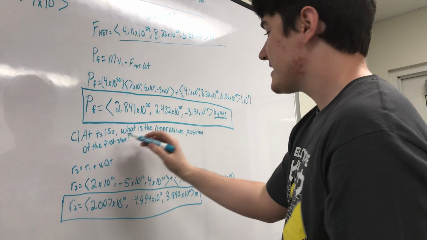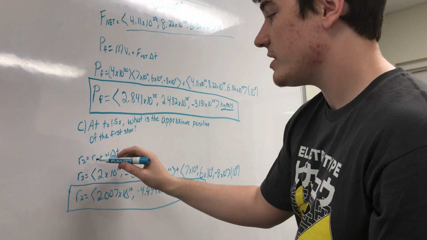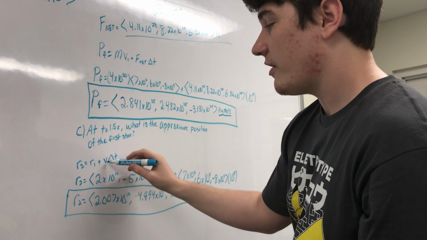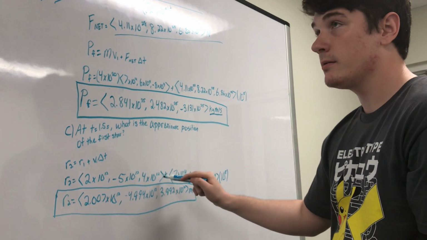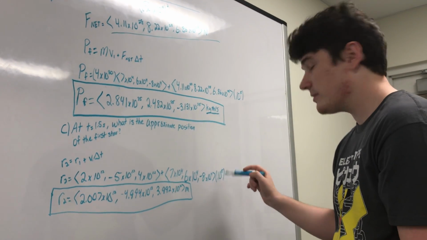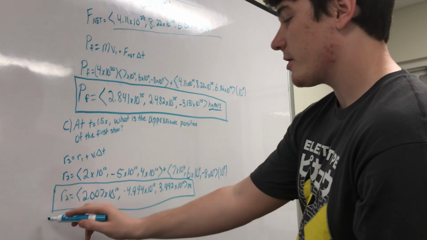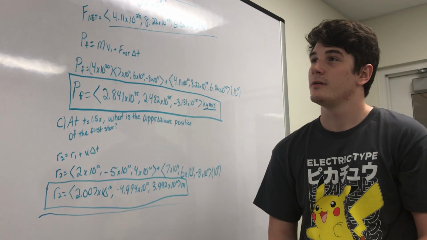Part C asks for the position of the first star. So we know the position update formula is R2 equals R1 plus velocity times delta t. So we know R1, the position of the first star. We know the velocity of the first star, delta t. We just plug in, and we are given this. And that is how you solve number 30.